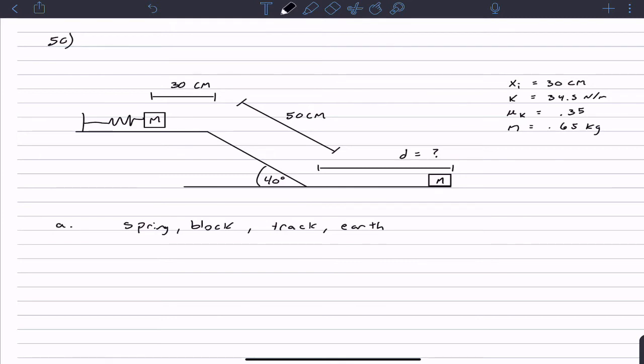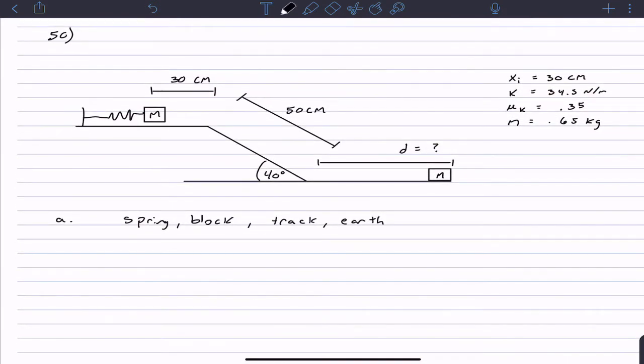Next part, calculate D. All right. So this chapter is dealing with the work energy theorem. And given that we're going to have some potential energy in the spring, we're going to have potential energy up here from gravitation, we're going to have kinetic energy from this block in motion, right?